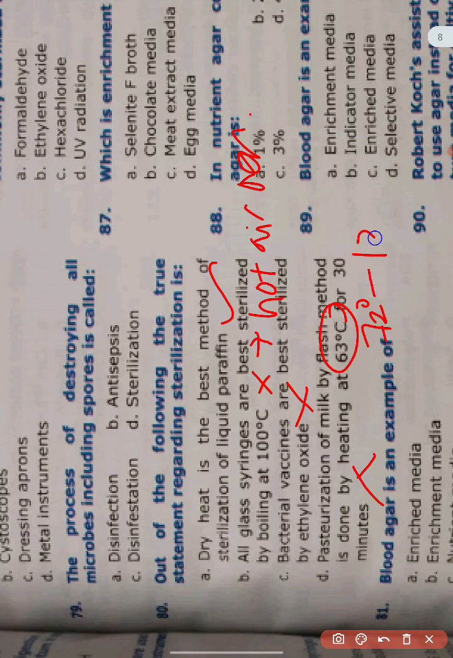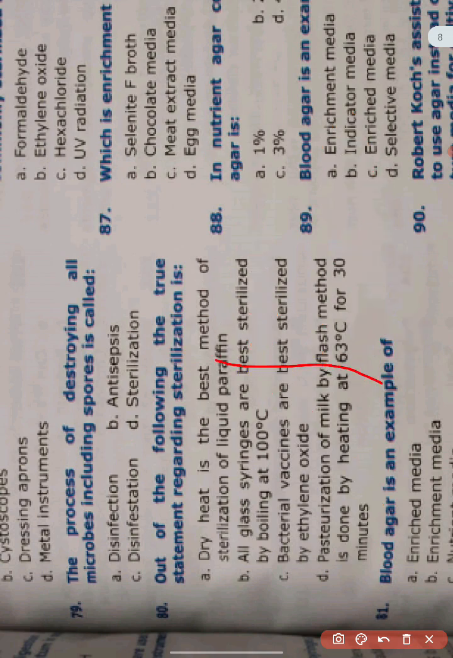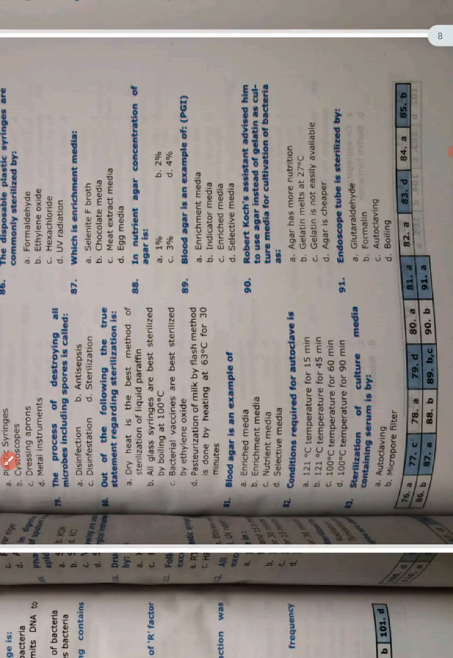For what? 15 to 20 seconds, followed by rapid cooling to 13 degrees Celsius. 72 degrees Celsius for 15 to 20 seconds, followed by cooling to 13 degrees Celsius. That is called flash method. Flash happens in only 15-20 seconds. It's like a flash. Now let's talk about these questions.